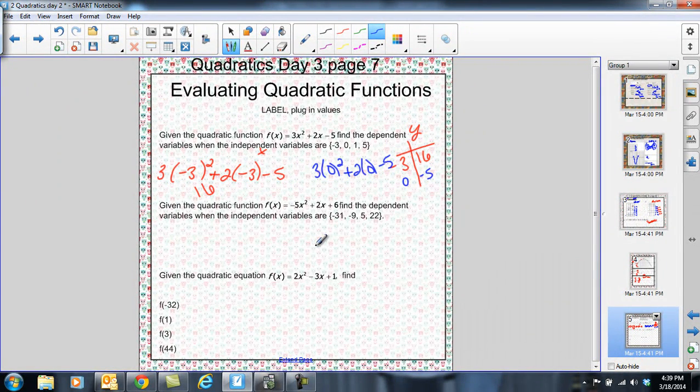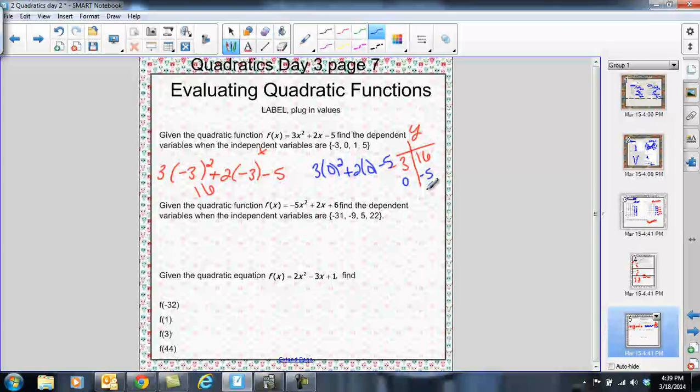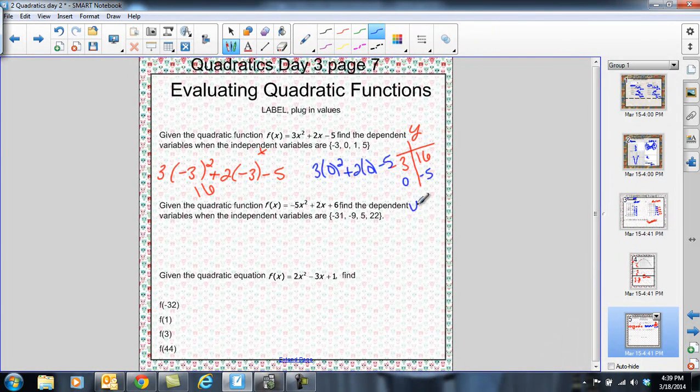Now look at question number 2. Question number 2 says, given the function negative 5x squared plus 2x plus 6, find the dependent variables when the independent variables are. It's the same problem. It's the exact same problem. They're telling you find y when x is these numbers. So I'm going to plug these numbers into here and find out what they equal.